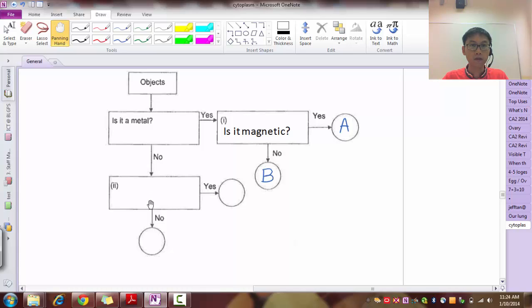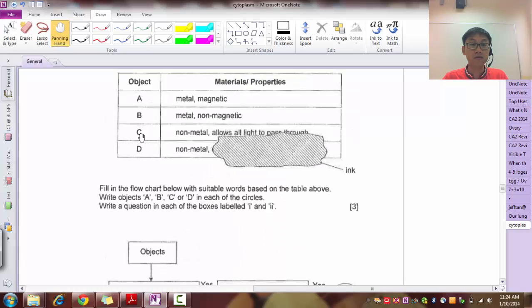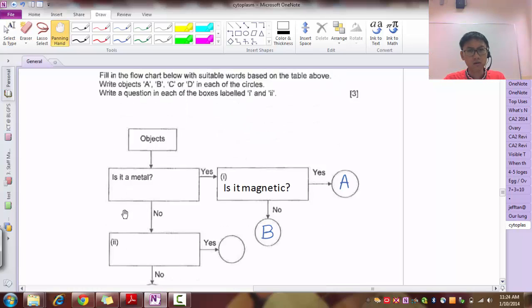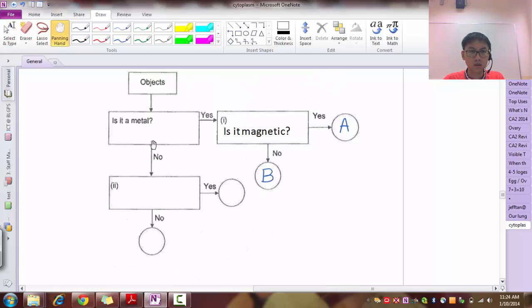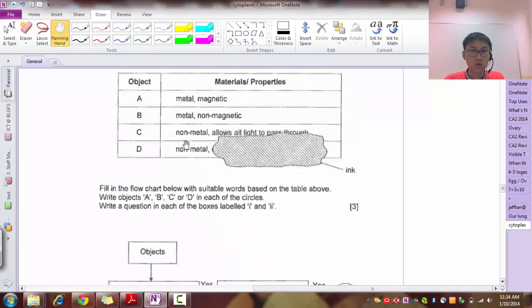Part 2, let's see. I'm left with C and D. So D is non-metal. So okay, non-metal is here. Is it metal? No. So non-metal is here. So C and D will be here, right? Because they're both non-metals. But then what is the other property? What is the other question I can ask? So here I can't see it. It's spilled by the ink. But here I can see, allows all light to pass through. That's something I can see. Allows all light to pass through. So ideally or most likely D will be does not allow light to pass through.